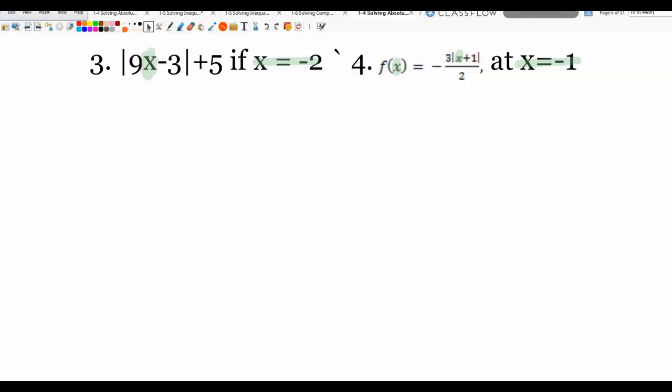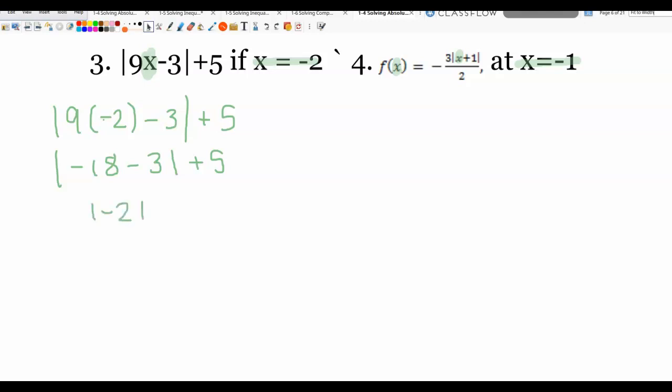So let's start with number 3. Absolute value 9 times -2, minus 3, absolute value plus 5. 9 times -2 is -18. Minus 3 more is -21. So you get the absolute value of -21 plus 5, which is really 21 plus 5, which is 26.